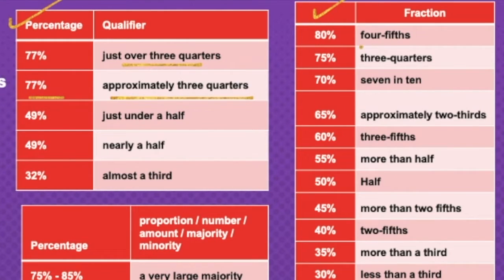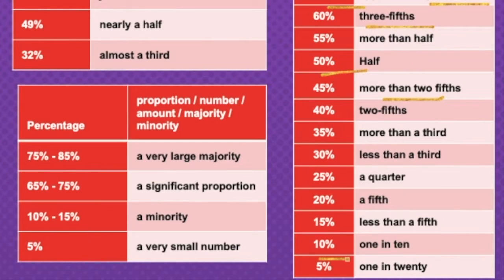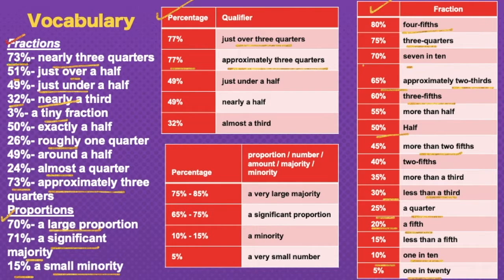So for 80% you can say 4/5, 75% 3/4, 70 7 in 10, 60 3/5, 65 approximately 2/3, 45 more than 2/5, 50 half. For 10% you can say 1 in 10, 5% you can say 1 in 20, 20% a fifth, 25% a quarter, 30% less than a third, right? So this kind of vocabulary is going to be of immense importance when you are doing the pie charts. This is even used in table when you're writing a report for table diagrams, that this vocabulary is going to be of help to you.